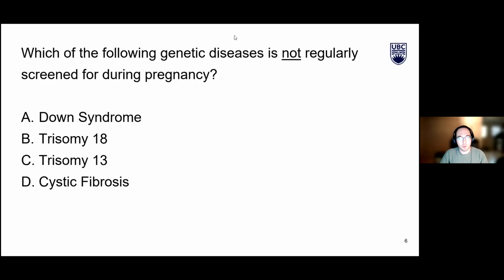Just give it a few more moments for people to participate. All right. So it looks like, let me share the results here. So yeah, it looks like we had a pretty good response there. Overall, 41% said cystic fibrosis, and that indeed is the correct answer. So that is not something that is screened for during pregnancy. The other three are. So good job on that one.